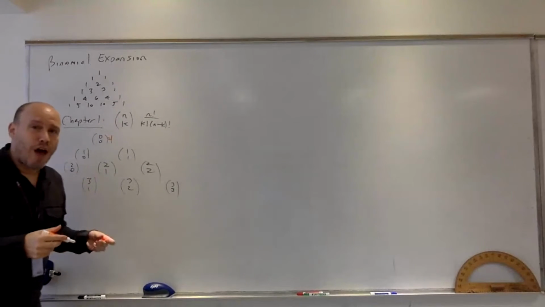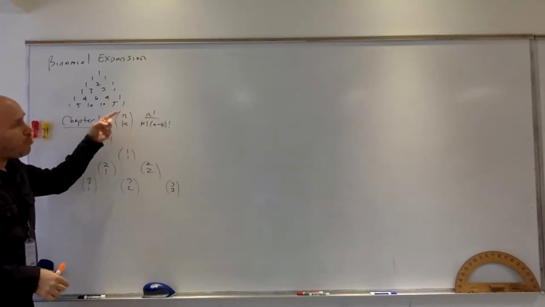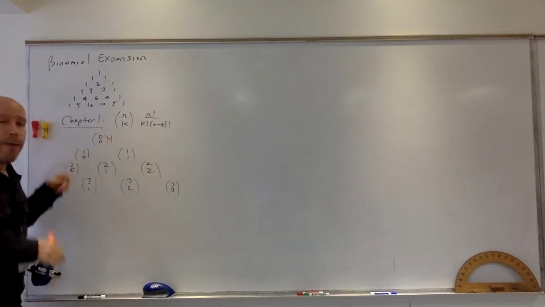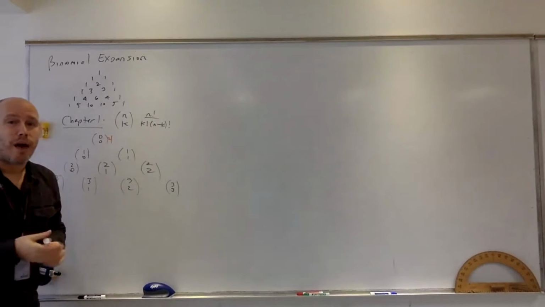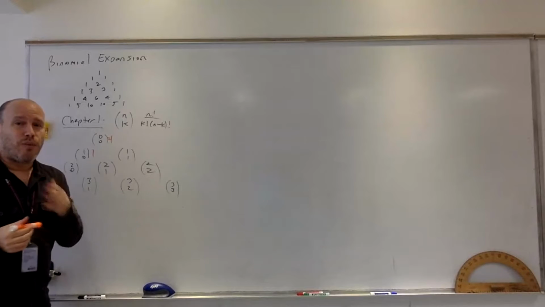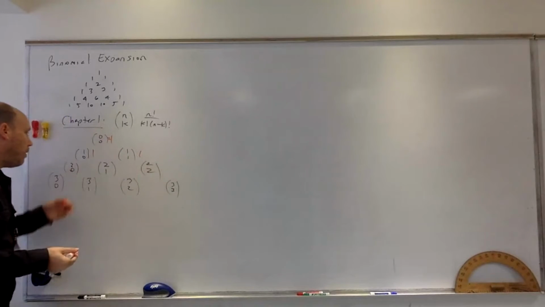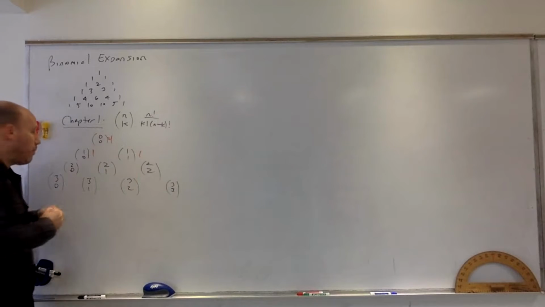If you have one object, remember, we're choosing, n choose k. How many ways are there for me to choose none of them? Well, 1. How many ways are there for me to choose 1 from one object? 1 again.